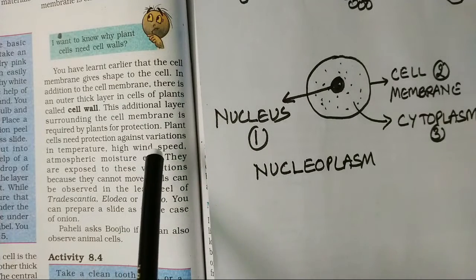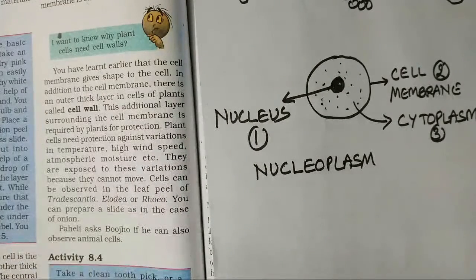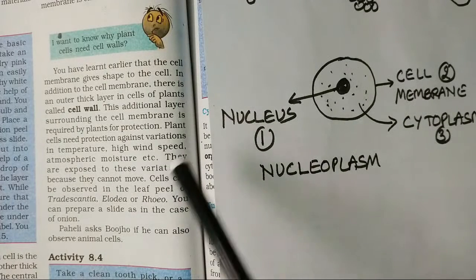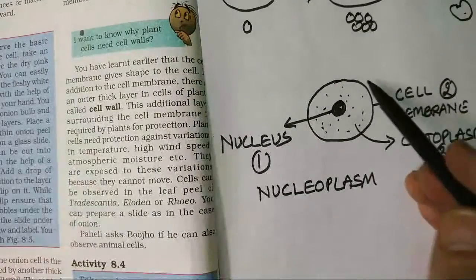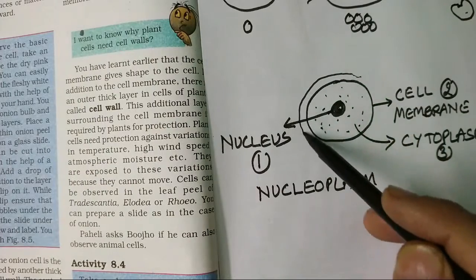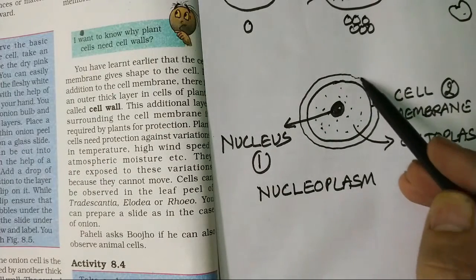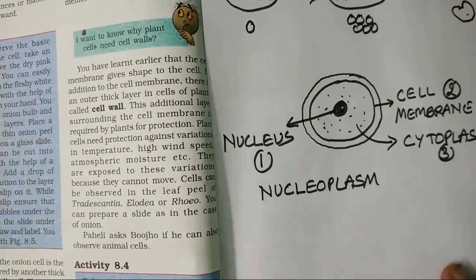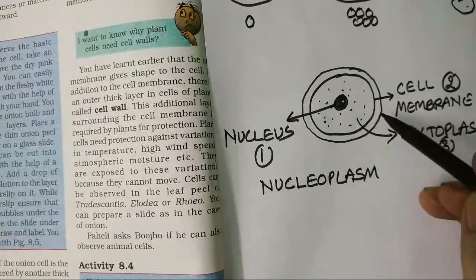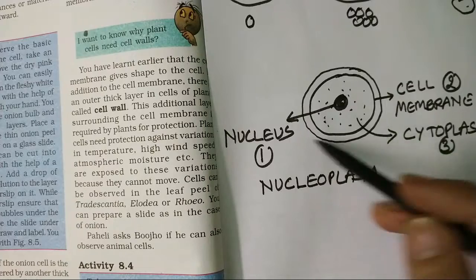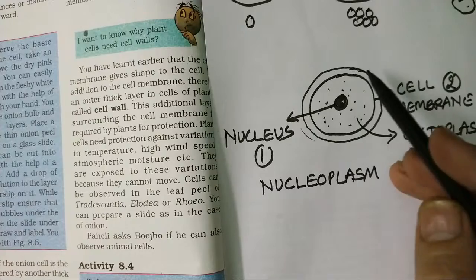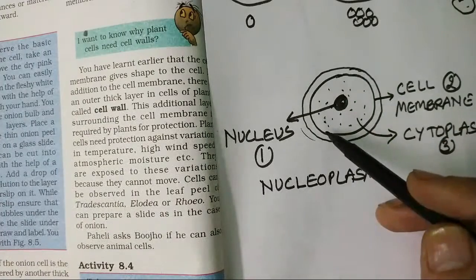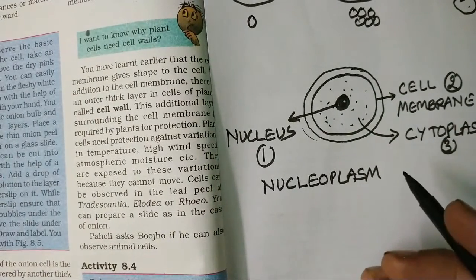The plants need protection. They need to stand vertically. They have to face the wind. So if the wind blows, the plant can fall down. So the boundary which is outside the cell is called the cell wall. But this cell wall is present only in plant cells. And it is present in plant cells because plants do not have bones to give them support and protection. The cell wall gives them shape and protection and supports the cell.